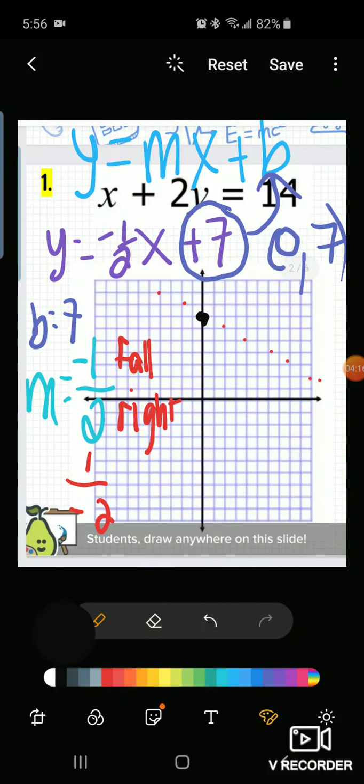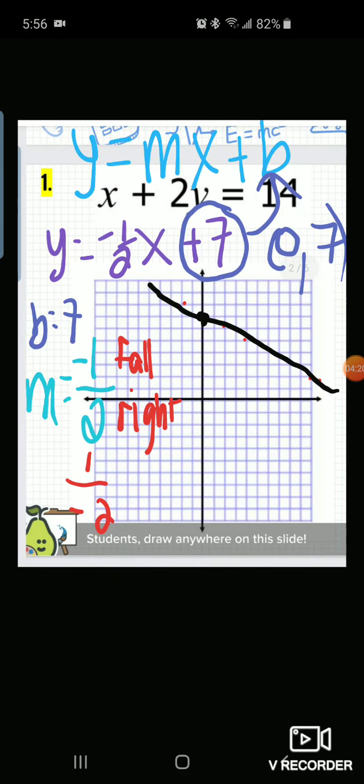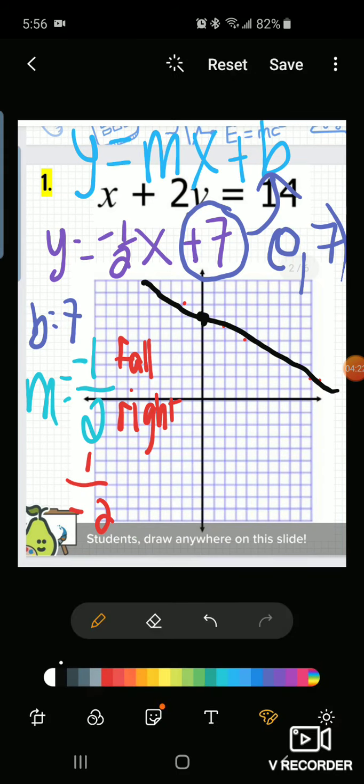And then once you have as many points as you want, you can graph a straight line the best that you can. And then you're going to put an arrow on both ends. Since it's a line, I know it goes on forever. And that is what you're supposed to be doing when it asks you to graph it in slope-intercept form.